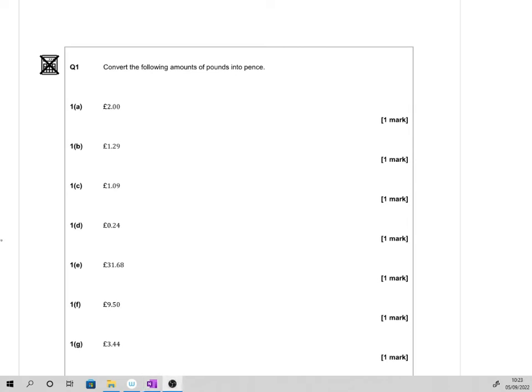Right, this one looks big. There's about 10 pages of stuff to do on here. So convert the following amounts of pounds into pence. Okay, so we see how quickly we can do that. We're just multiplying by 100, aren't we? Yep. So 129 pence.